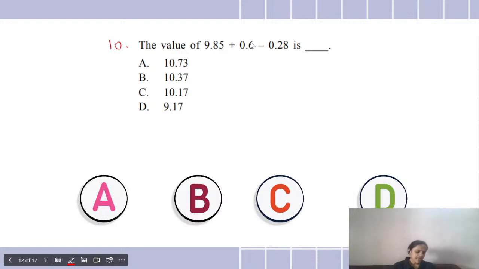Okay, Ritika has given option C. Satish has given option A. Okay.